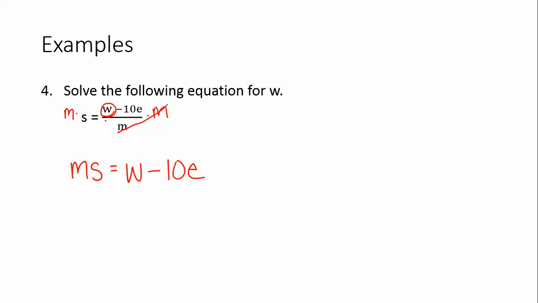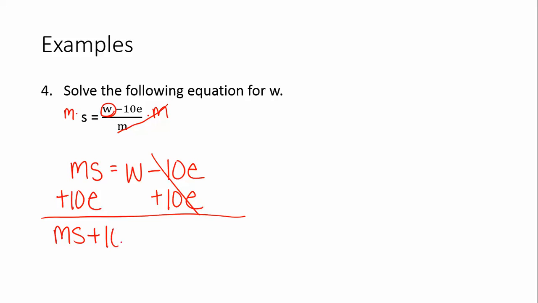Again, we're solving for the w, so that's what we're trying to get by itself. Right now we just have the w with a 10e being subtracted from it, so we're going to add 10e to both sides. Just like solving an equation, we always use the inverse operations. Addition and subtraction are inverse, multiplication and division are inverse. So on the left, we have ms plus 10e. Those are not like terms. You can't say 11 mse or anything like that. Equals w. So we've solved the equation for w.